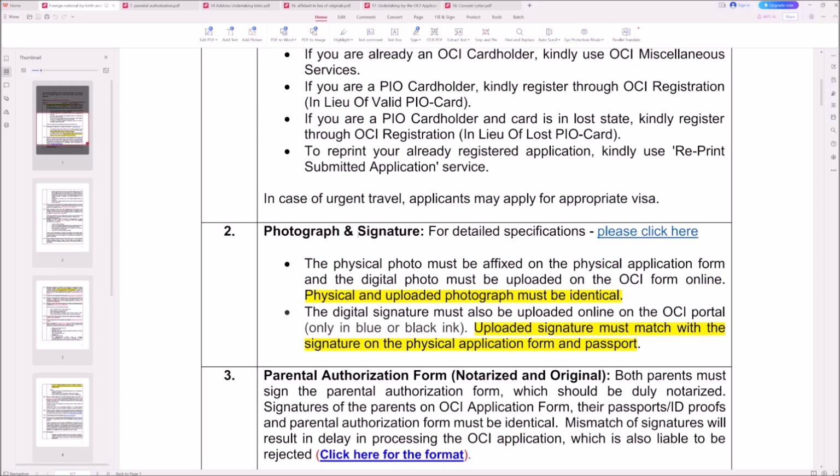And for the signature, if the child is above the age of 5 years, he or she should provide the signature, even if it is a very simple signature. And if the child is below the age of 5 years, then you need to take the fingerprint of the left hand thumb impression. So make sure of that. And also the photograph and the signature of the parents and the child should be consistent throughout the application of the OCI. So please make sure of that.